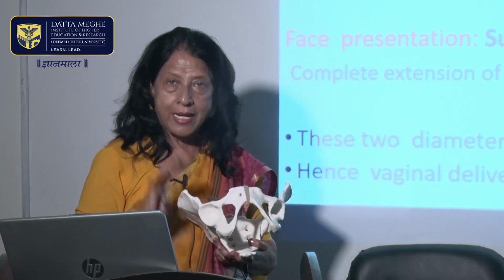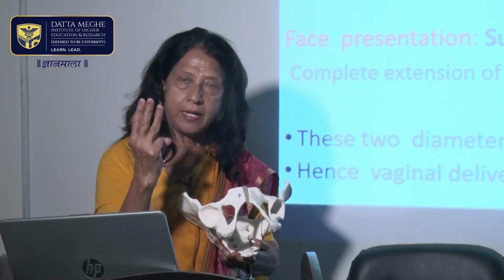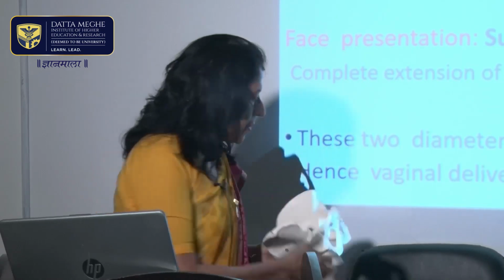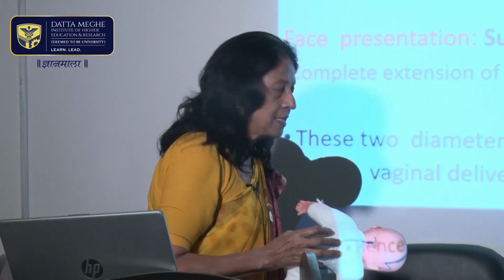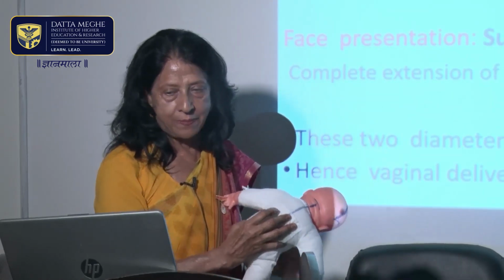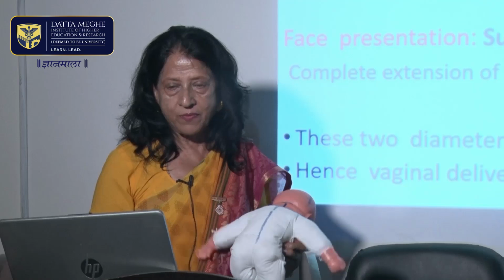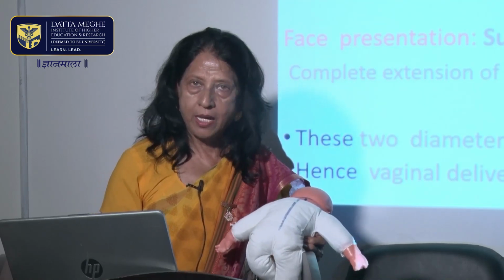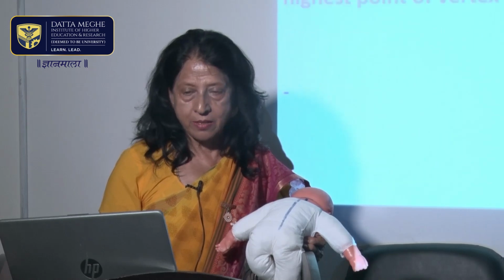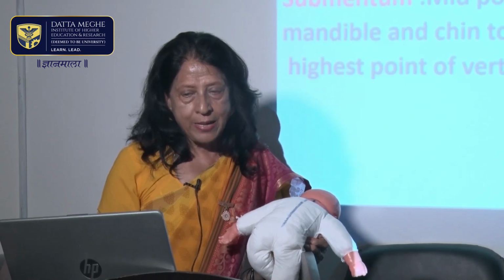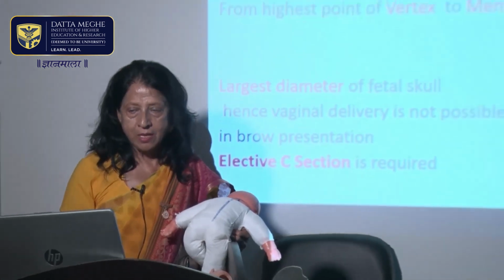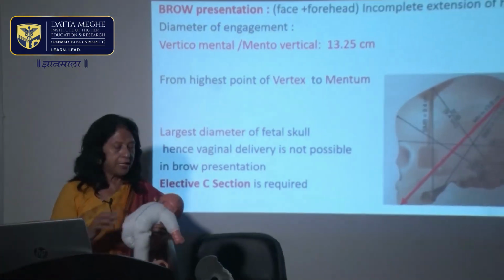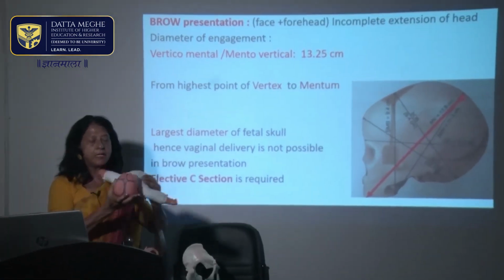By now you understand there are three diameters. One is suboccipitobregmatic, second is submentobregmatic and third one is biparietal. These three diameters of the fetus are equal, they are 9.5 centimeter. By now you know three diameters, well done. Suboccipitobregmatic we have learned, submentobregmatic we have learned. Now, the diameter of engagement in brow presentation.